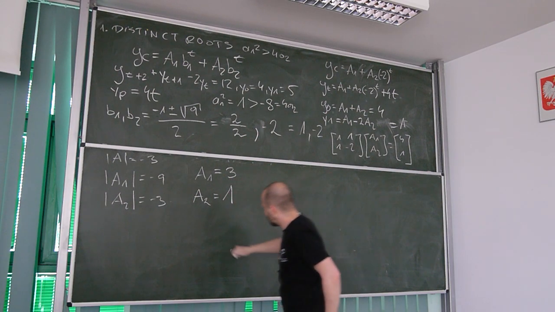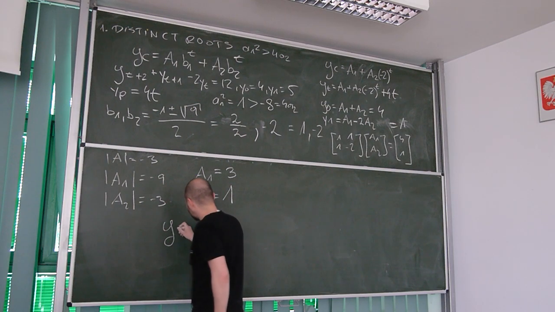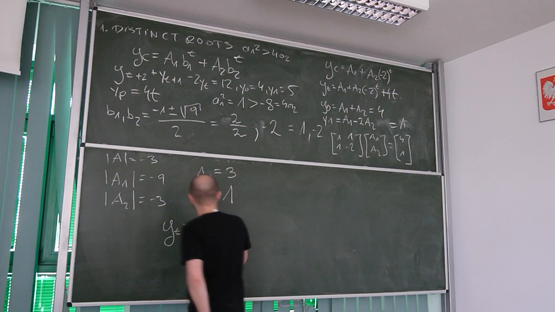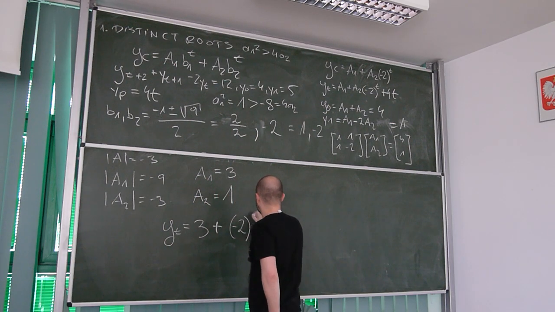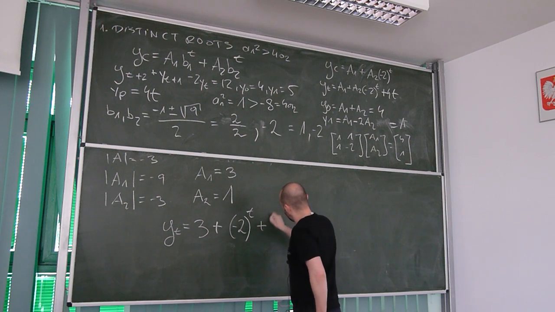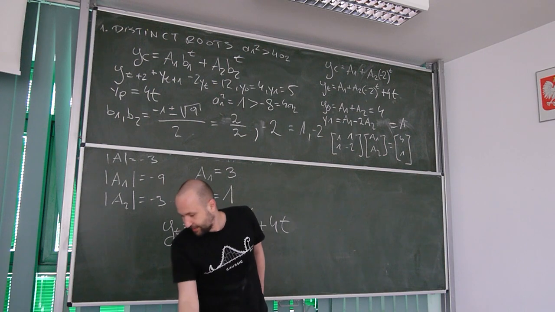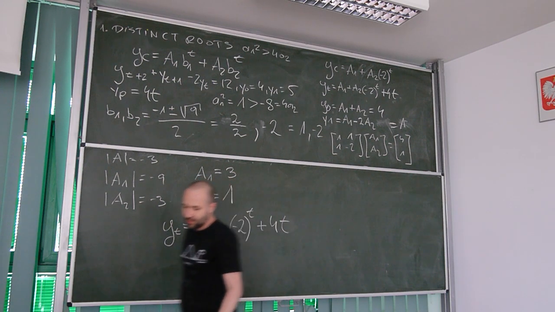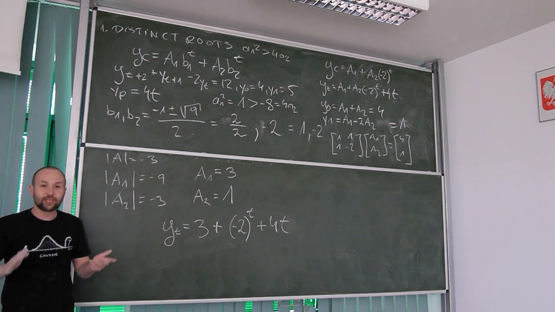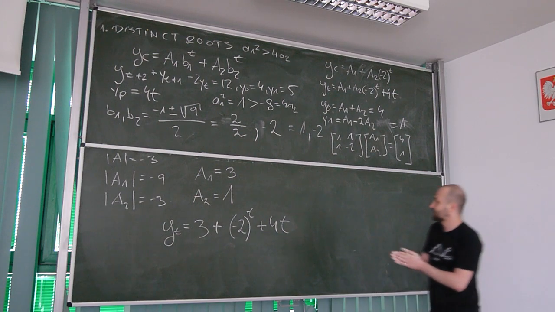So consequently, our solution is given by 3 plus negative 2 to the power of t plus 4t. Okay, and I don't think we have enough time to do repeated case right now, so we're going to deal with this in the next video.